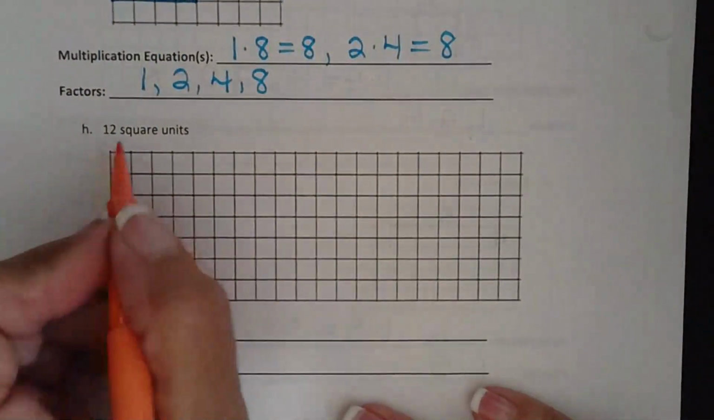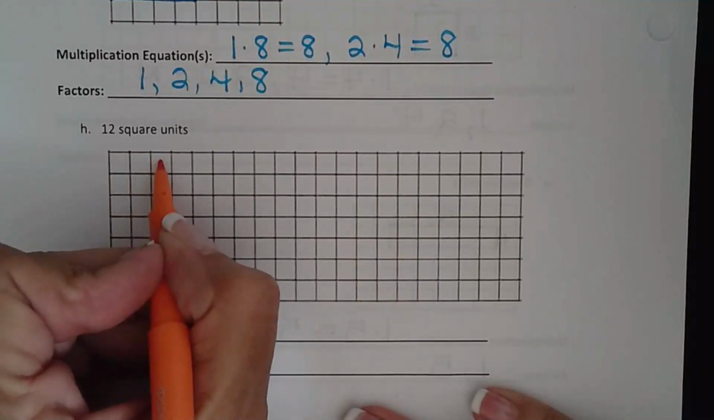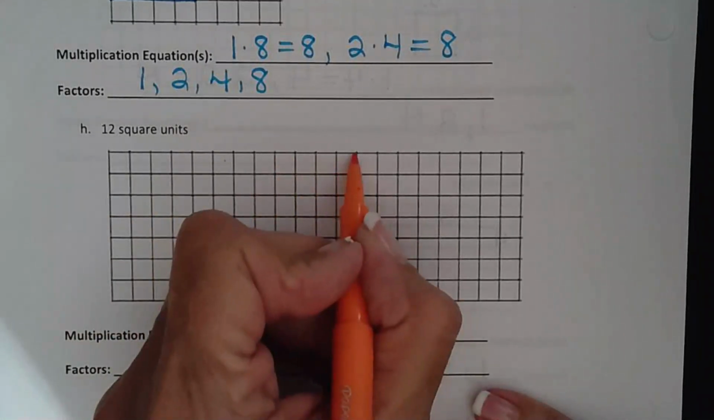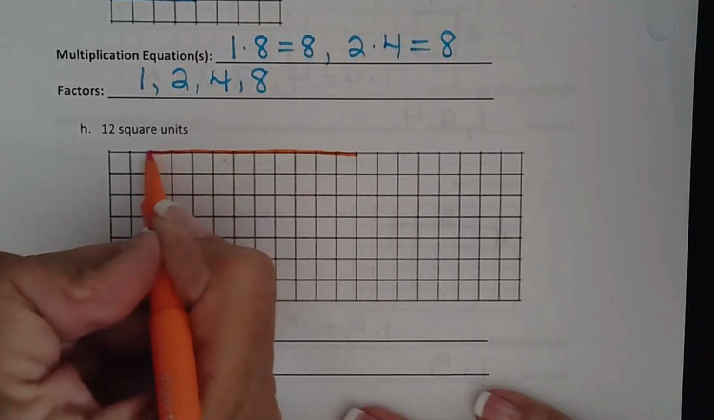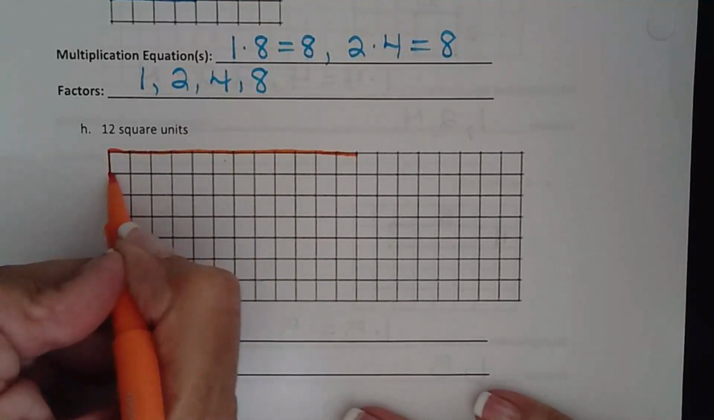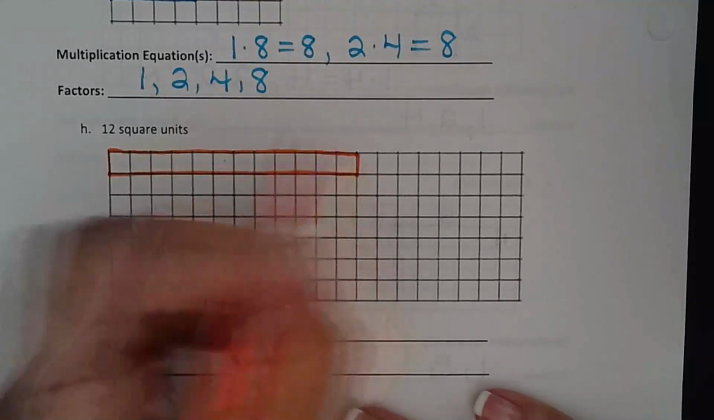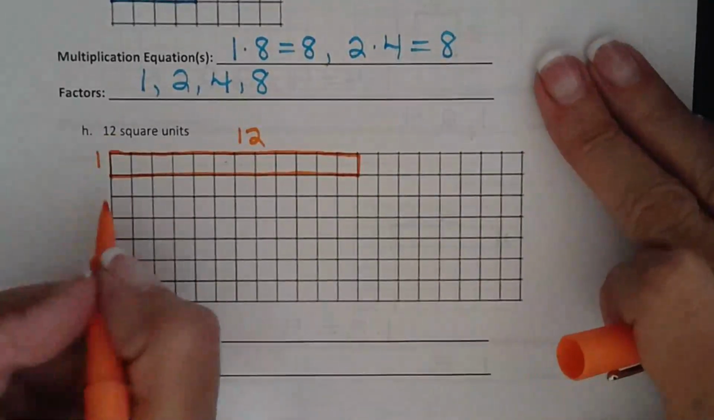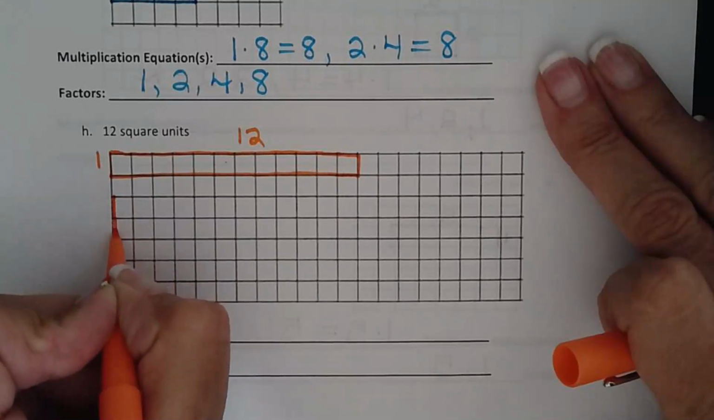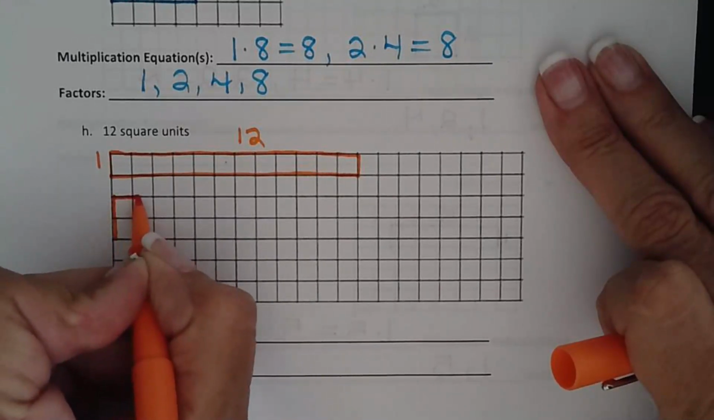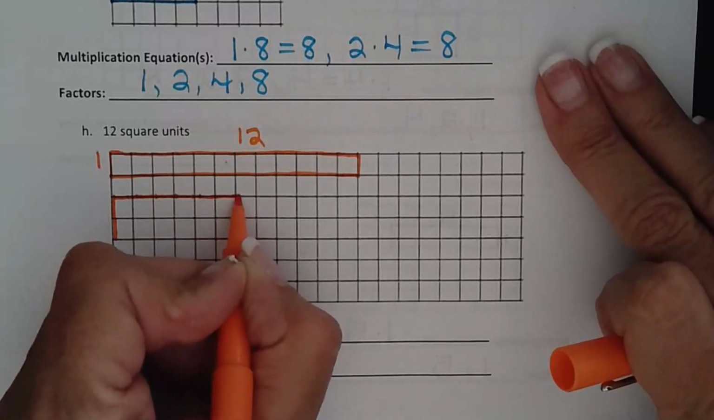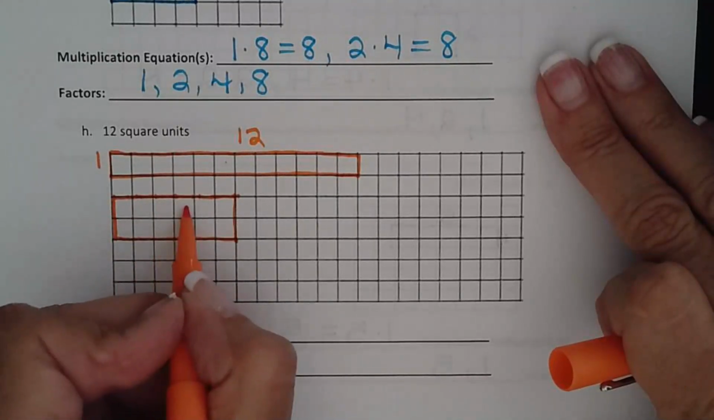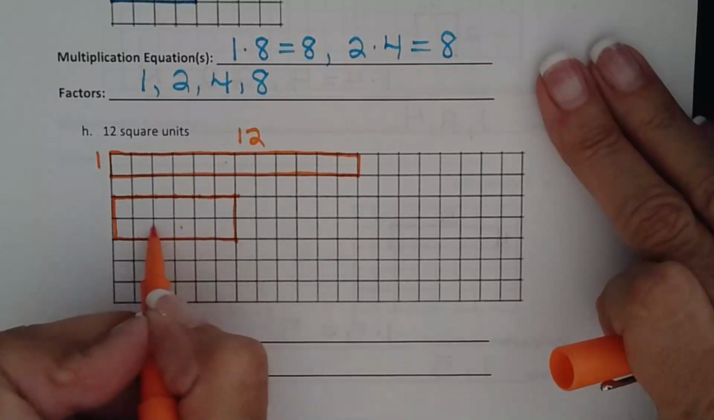So we'll start with the obvious one. 1, 2, 3, 4, 5, 6, 7, 8, 9, 10, 11, 12. So 1 times 12 has 12 square units in it. And then I just go up the line one at a time. 2 goes into it, so that would be 2 times 6 is 12. 1, 2, 3, 4, 5, 6. And I can also see there's 12 square units in it. 1, 2, 3, 4, 5, 6, 7, 8, 9, 10, 11, 12.